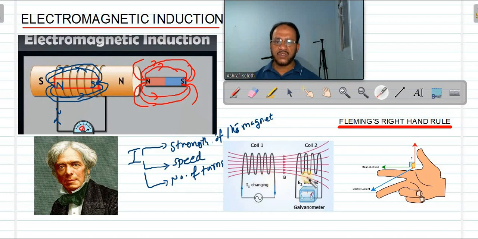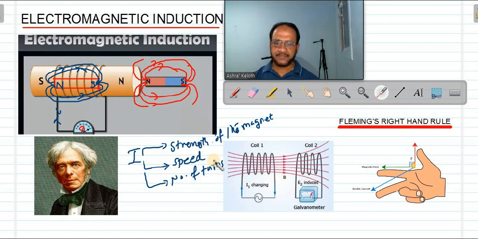So we can induce current in a coil not only by moving a magnet, but also by changing the current in the primary. We have two coils, primary and secondary. If you change the current in the primary, it will induce current in the secondary. Because the current in the primary changes, it will produce a varying magnetic field, and that magnetic field is linked with the secondary also, and it will induce a current in the secondary. It is called mutual induction. It is the same principle of Faraday, and it is used in the working of a transformer.